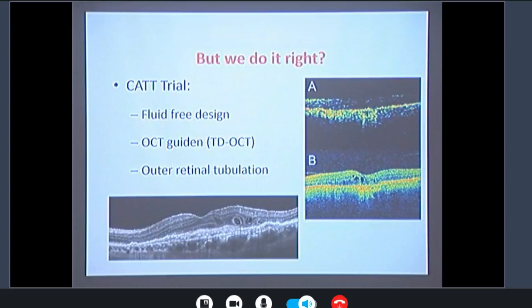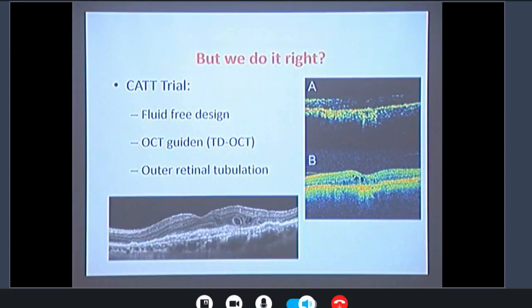Due to the characteristics at the time that we conducted the CATT trial, this was OCT guided. Most of the investigators, about 40% of them, were using a time domain OCT. You see clearly here an image of time domain OCT, and you see the same patient with a spectral domain OCT. Clearly here there are no signs of activation, and in this patient clearly there is a sign of activation with retinal fluid. So depending on the machine you use, you may or may not be able to assess if there is activity.